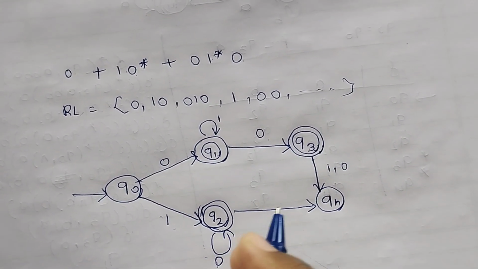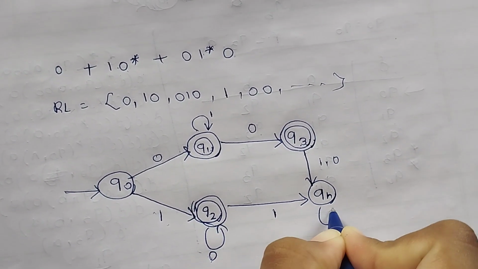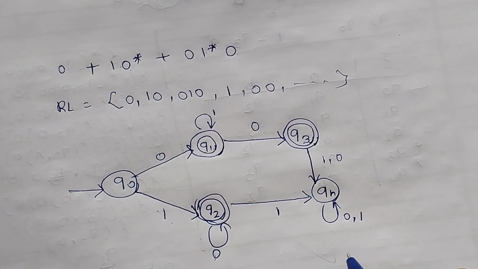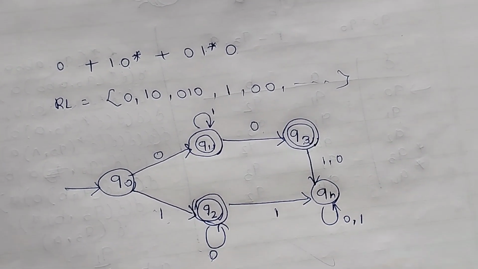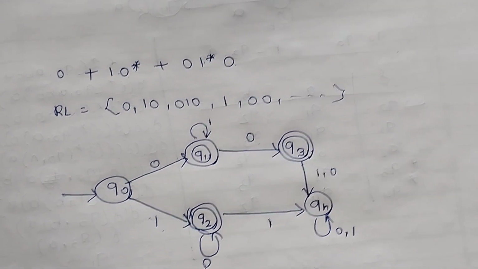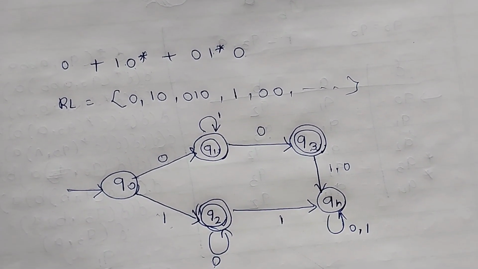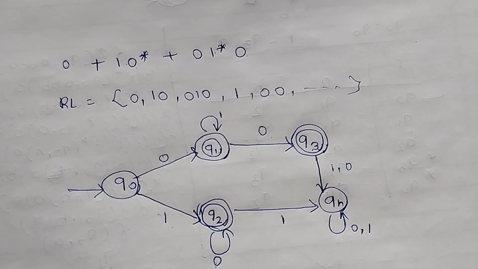So now we complete all this, and this Qh state transfers 0 and 1 to itself. So I hope you all get the idea now how we draw the DFA. Now we will see the NFA in the next video. Thank you.